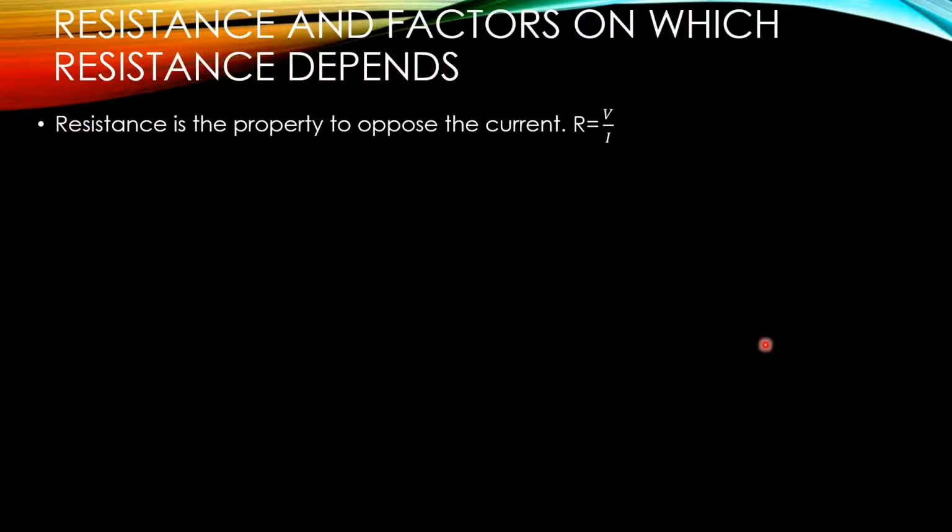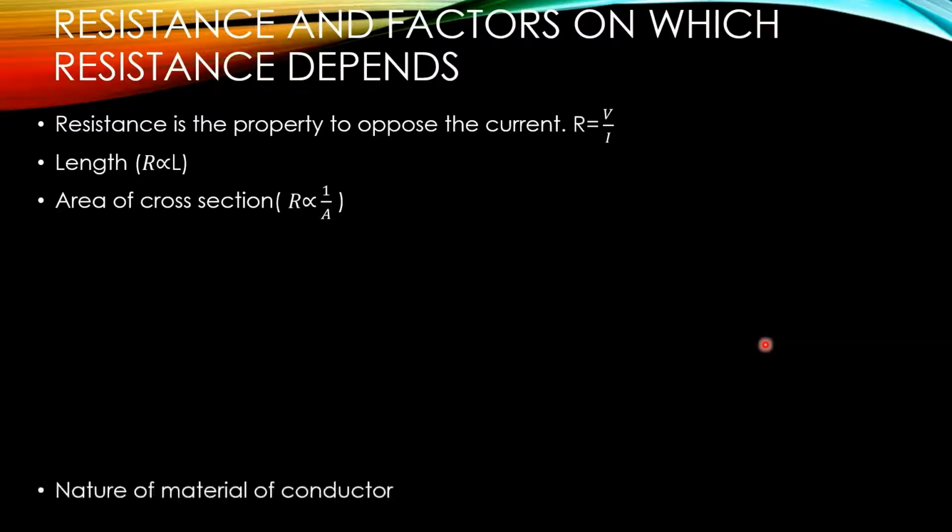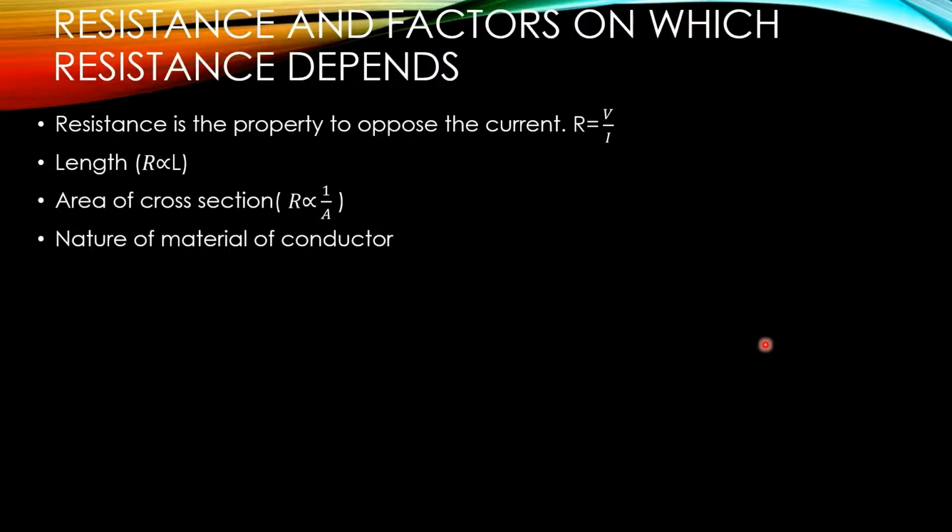Now, factors on which resistance depends. First one, length of conductor. Resistance depends on the length of the conductor. Resistance depends on the area of cross section of the conductor. Resistance depends on the nature of the material of the conductor. Resistance also depends on the temperature.